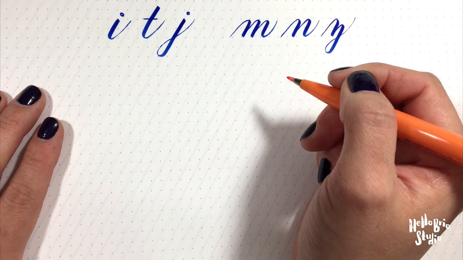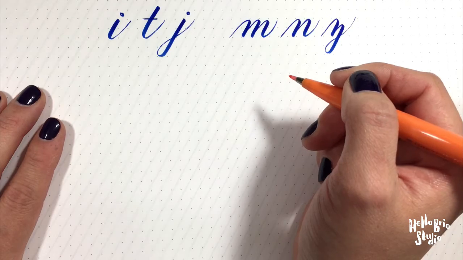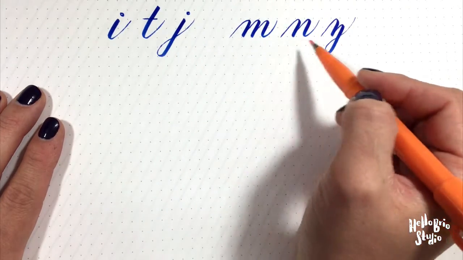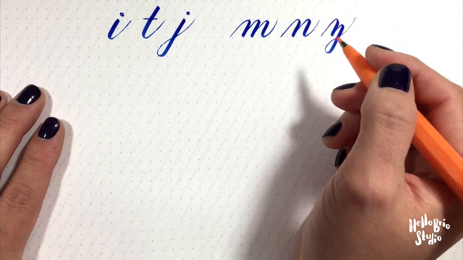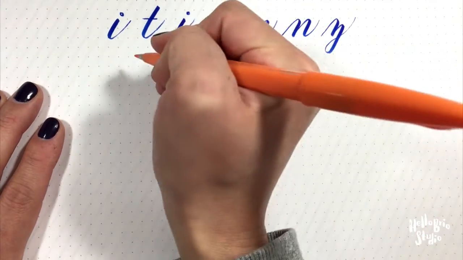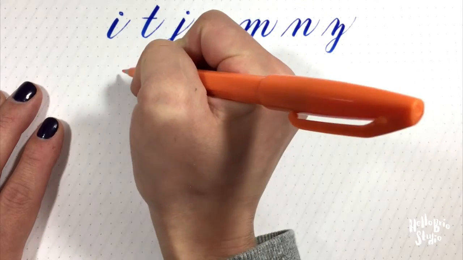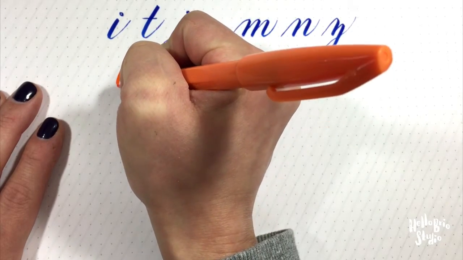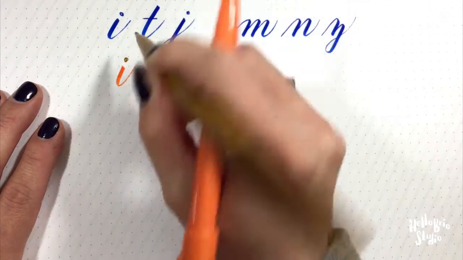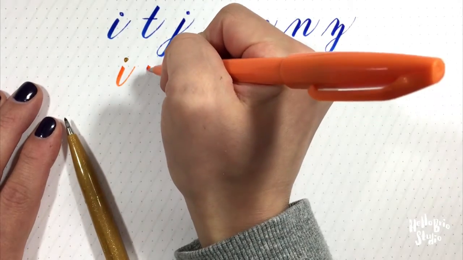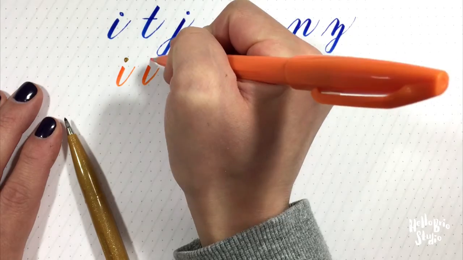In this video for the brush lettering series, I'm going to show you how to create these letters I, T, J, M, N, and Z using basic strokes as shown in my first video for brush lettering. So first we're going to start with the I. The I is simply a curve under with a dot on top. So if we draw this together, we have our I with a dot.